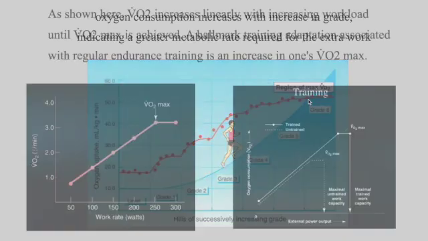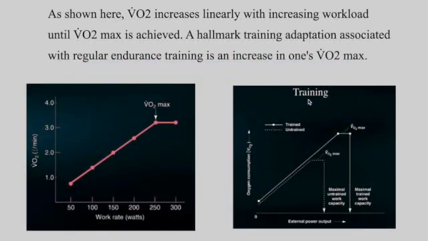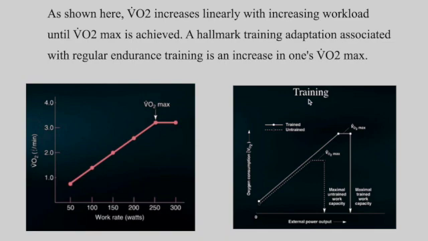As shown here, VO2 increases linearly with increasing workload until VO2 max is achieved. A hallmark training adaptation associated with regular endurance training is an increase in one's VO2 max. This is the part where you really don't want to push your athlete or your client more than that, at least in the test.